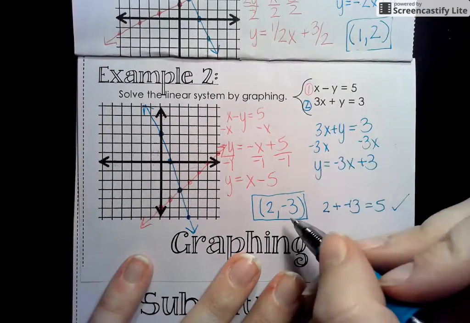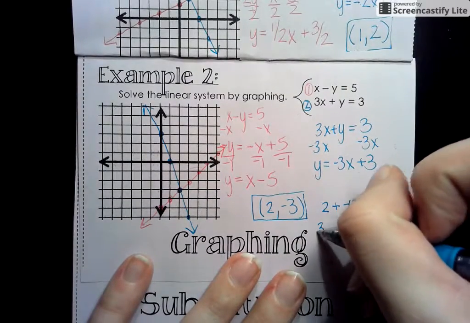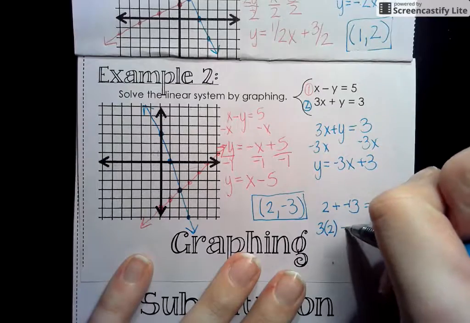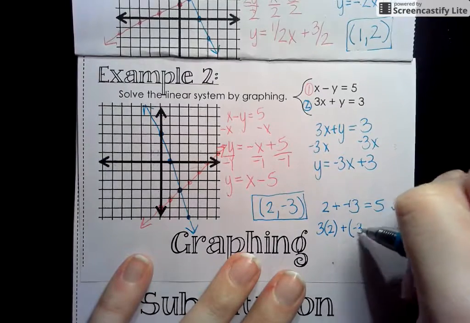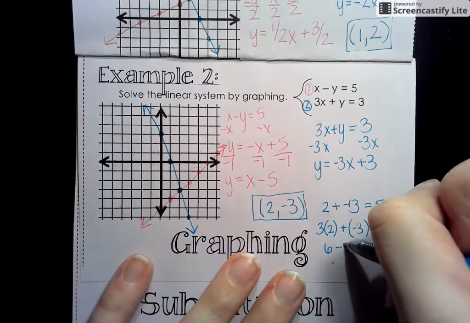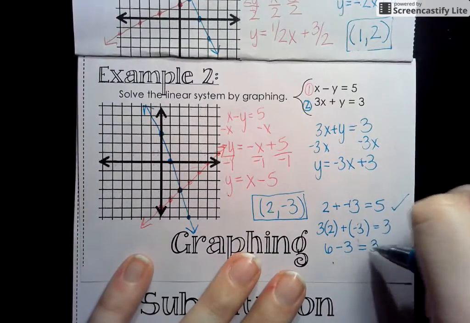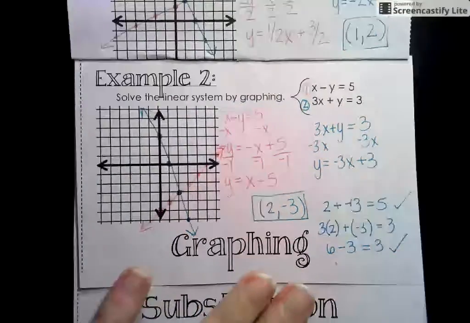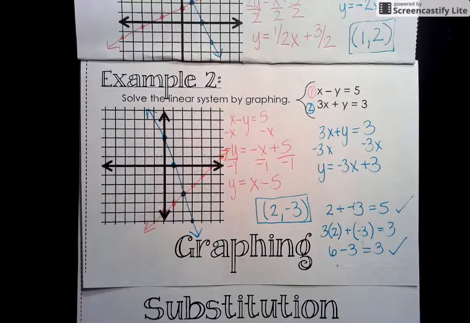I'm also going to see if this is a solution for the second equation, so I'm going to do 3 times 2 plus that negative 3, because that's my y, equals 3. Well, 6 minus 3 equals 3, that's true. So 2, negative 3 is a solution point, and that's how you would determine if it is or if it is not.